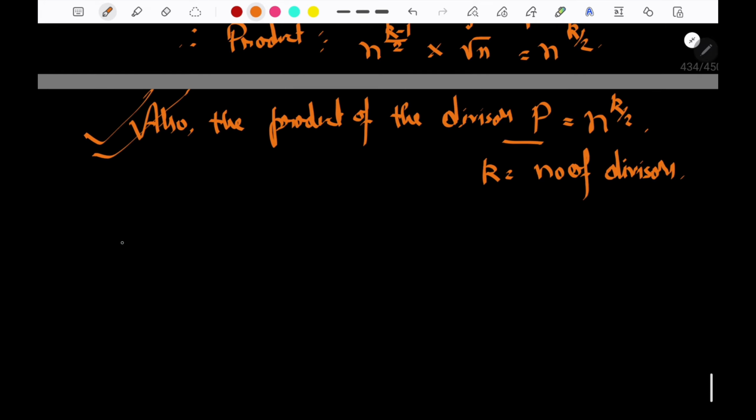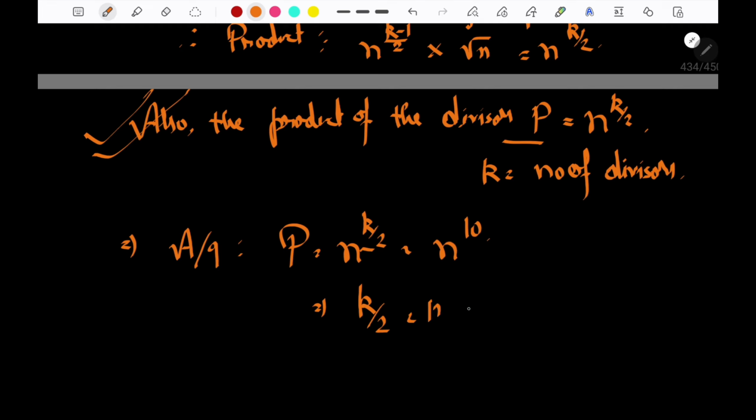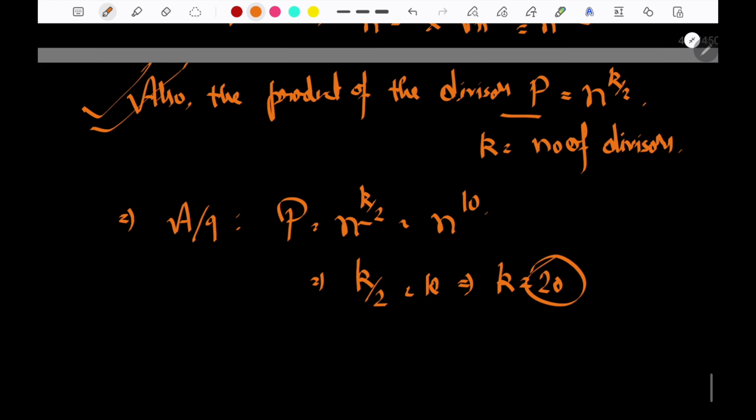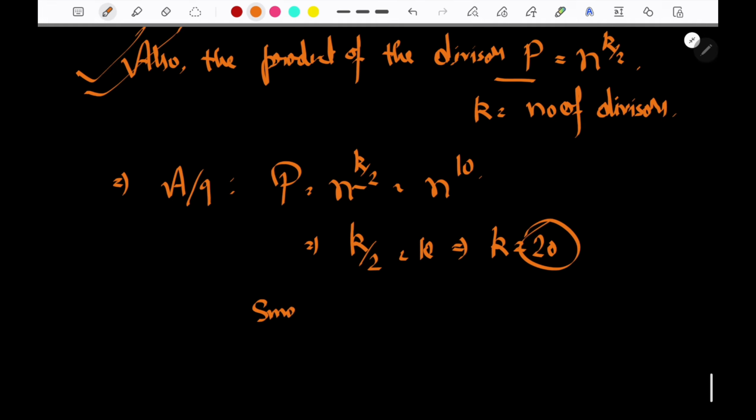Superb. Now what is our statement? According to the question, we have been given p is equal to, which is n to the power k/2 is equal to n to the power 10. So therefore if we compare the exponents, k/2 will be equal to 10, which signifies k is equal to 20. So smallest positive integer n has exactly 20 divisors.